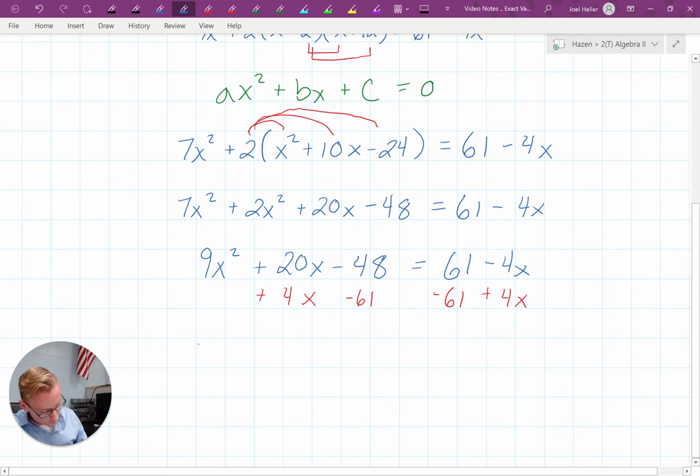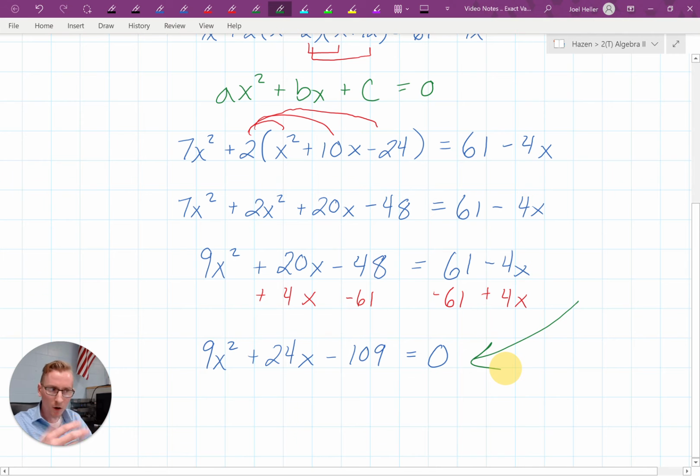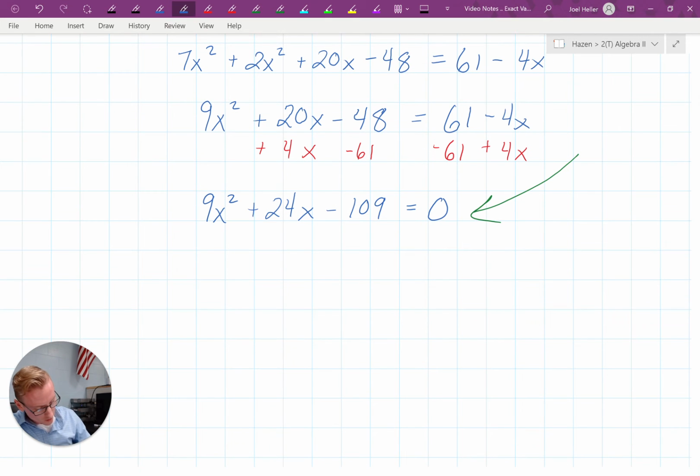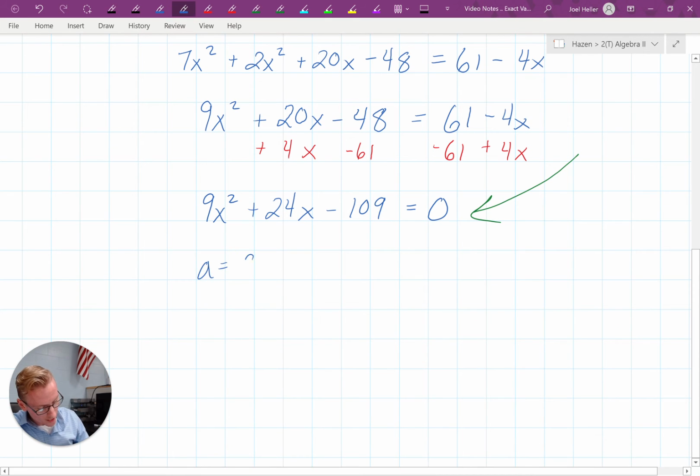And the result is we'll have the 9x squared I didn't mess with. 20x plus 4x is going to be 24x. Minus 48 minus 61 is going to be negative 109. So minus 109. And now it's equal to 0. So once I have that expression equal to 0, then I can use the quadratic formula. I can identify my a, b, and c and plug all that stuff in. So in this case, your a value is going to be 9, your b value will be 24, and your c value is negative 109.